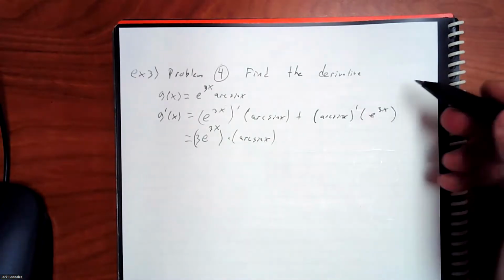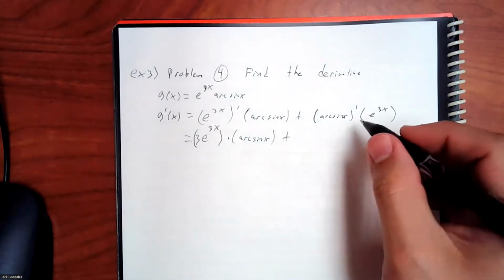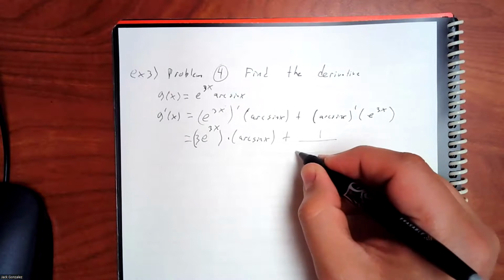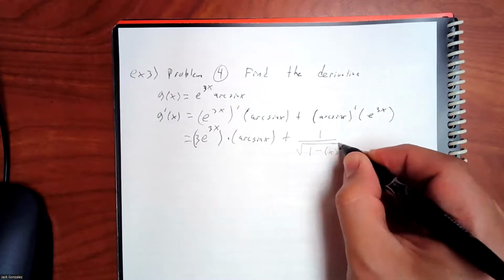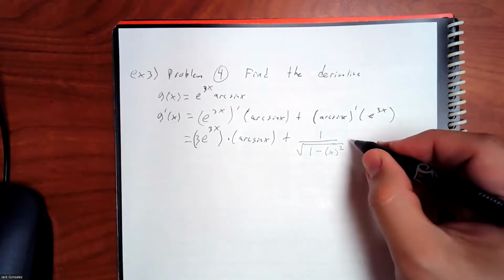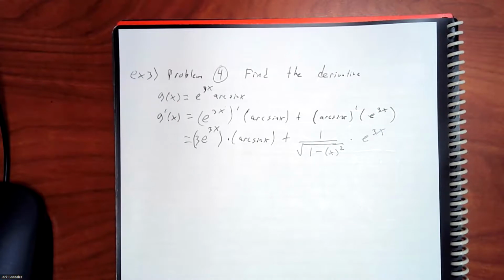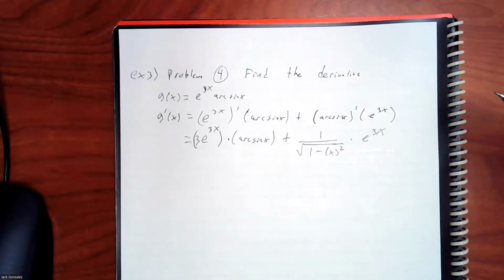Derivative of arc sine is now the new form as we just did. So that will be the derivative of the x, which is 1, over the square root of 1 minus that argument, which happens to be just x. So this derivative is just a formula.